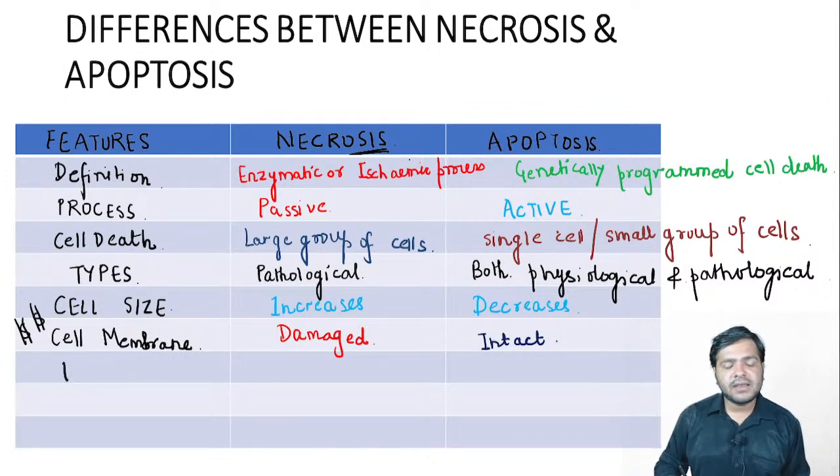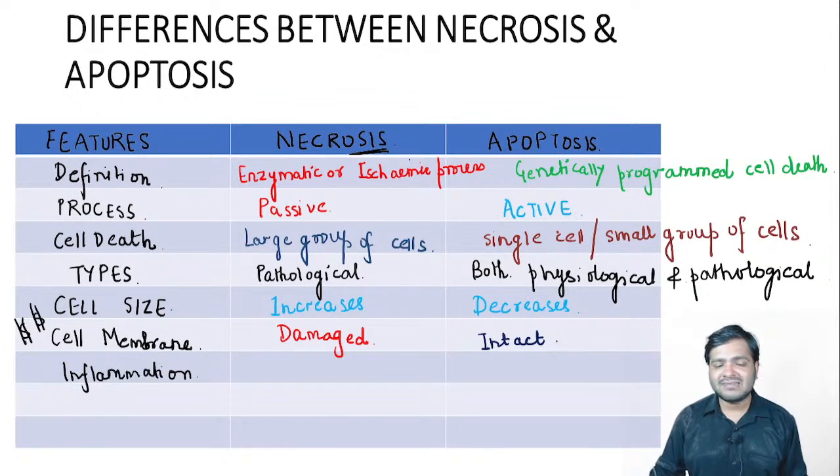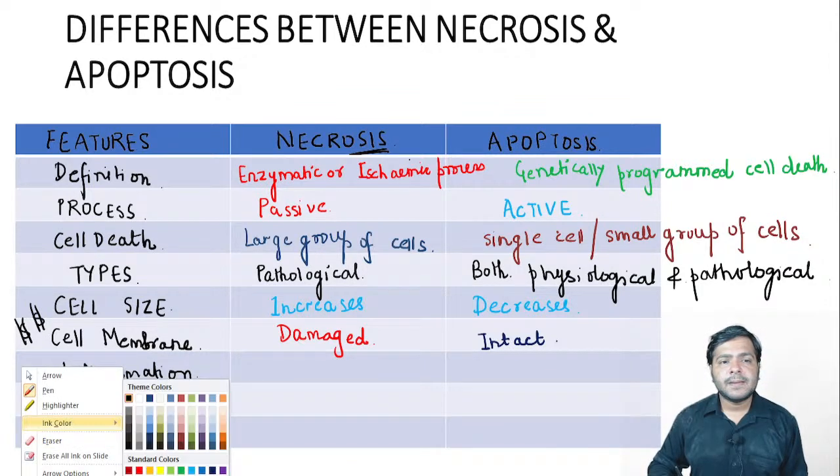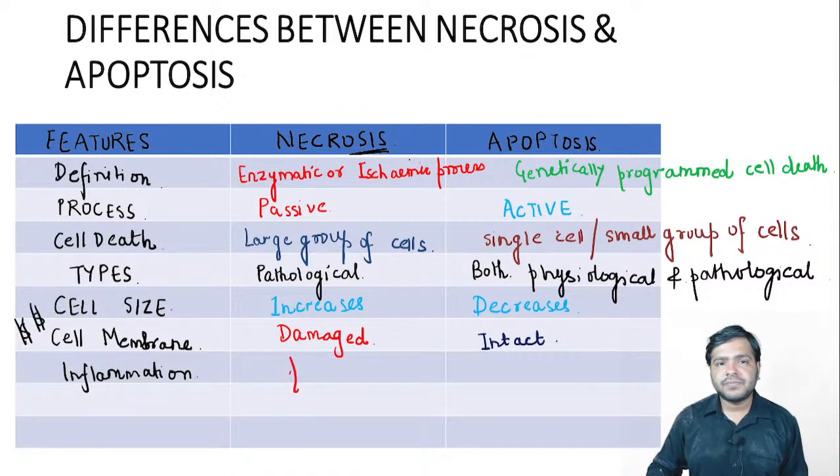Coming on to the next part, that is the inflammation. Another feature on which we can distinguish between necrosis and apoptosis. The inflammation is present in case of necrosis, whereas it is absent in case of apoptosis.